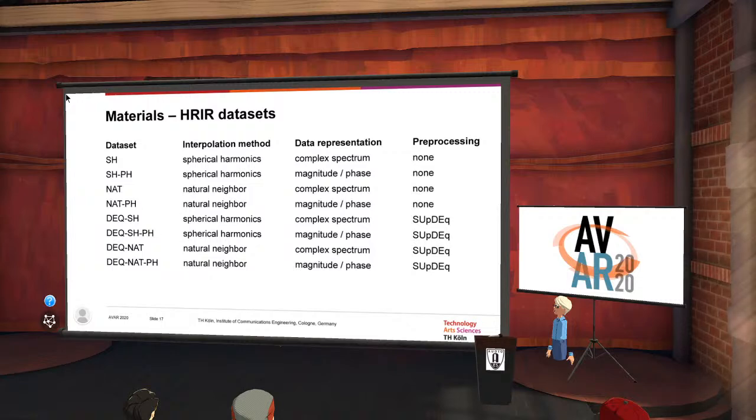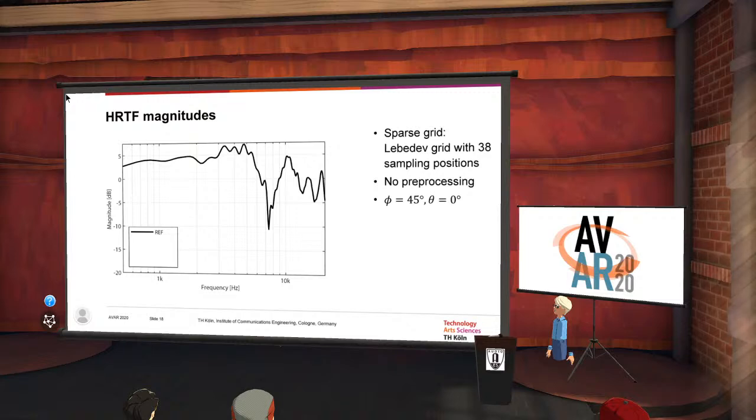So the first thing we looked at were the magnitudes of the HRTFs. We started very simple with just one example direction, 45 degrees from the left, looking at the left ear only. The sparse grid, the starting grid, was a grid with 38 sampling positions, and no pre-processing here. The exact reference looks like that.